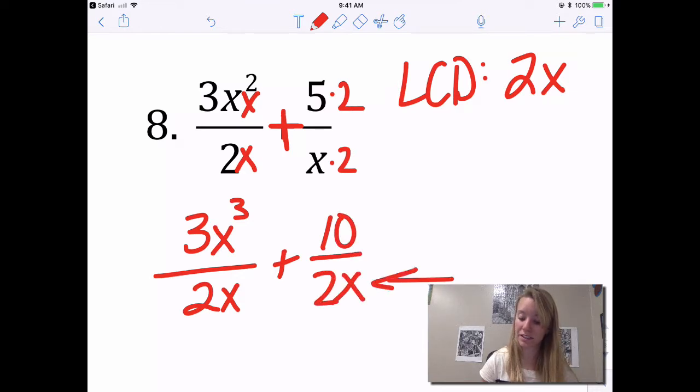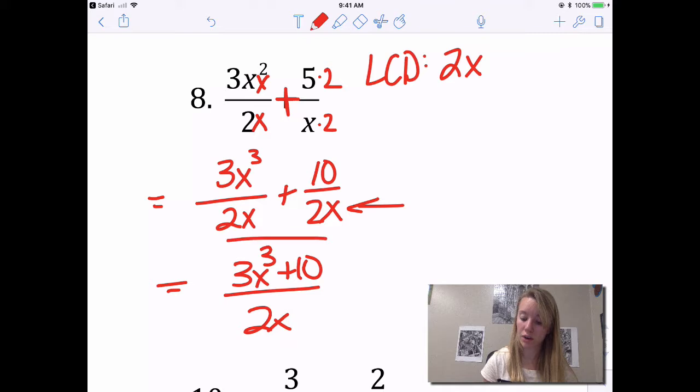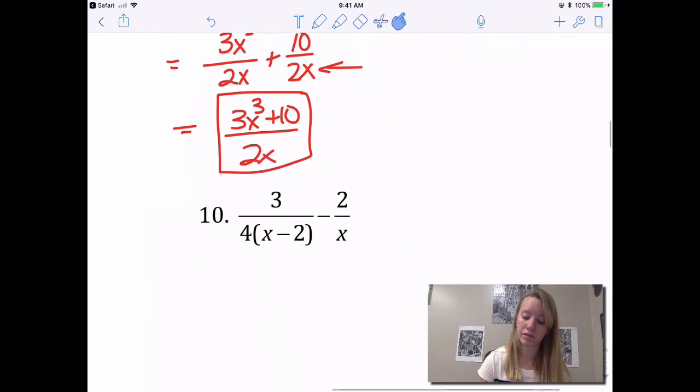Now I have an LCD. I can keep the denominator, 2x, and add the numerator, so 3x cubed plus 10. Notice that that didn't become 13x cubed. That's just adding, so they're not like terms, so I just leave it as it is. So LCDs, very, very important. Write down your LCD first, and then make your denominators look like the original LCD.